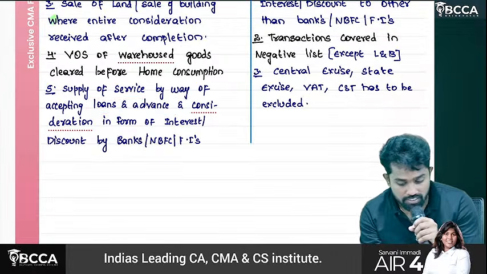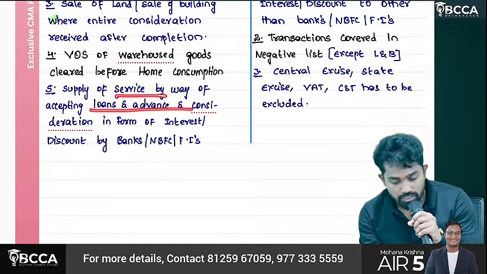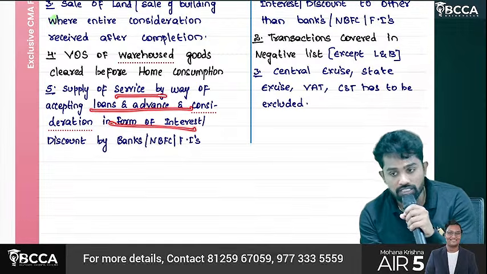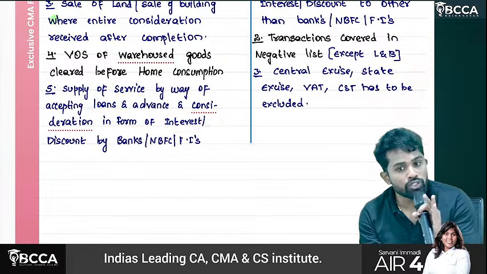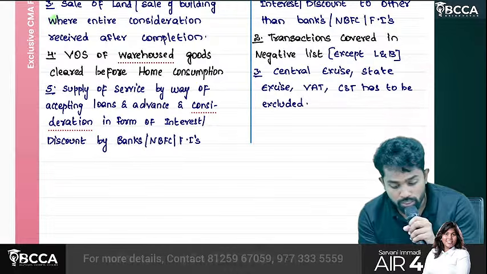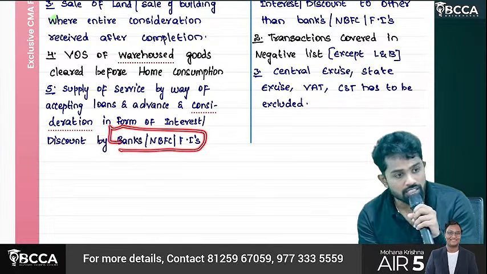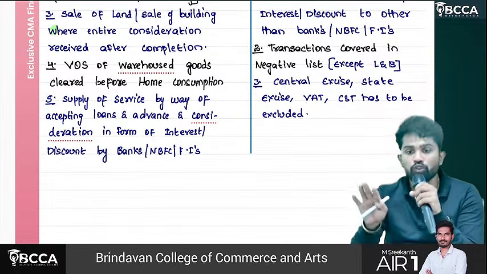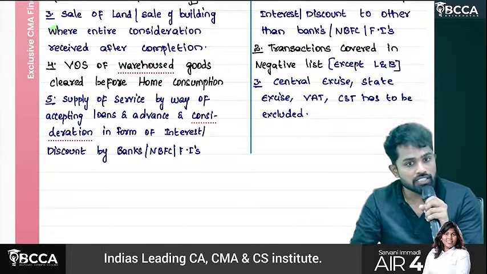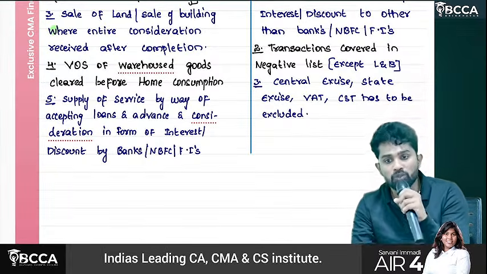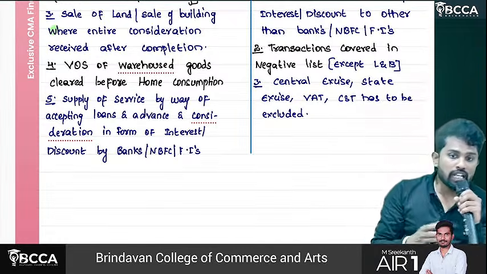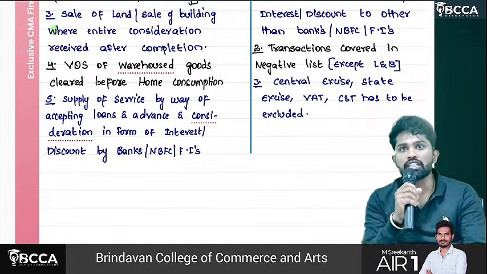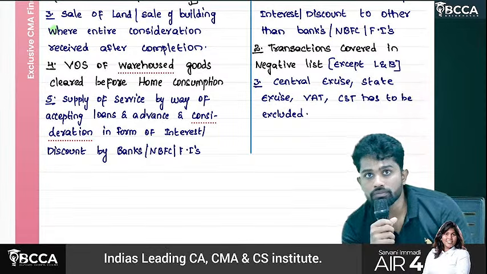So what service did they say? The service is giving loans and advances, and the consideration for that is interest. So interest and discount they are asking to include in the exempted turnover, but only for whom? Banks, NBFCs and financial institutions. So this section is asking to include 4 extra points in the exempted turnover. What are those? First one, RCM outward supplies. Second one, if you do transactions in securities, also 1% of that.